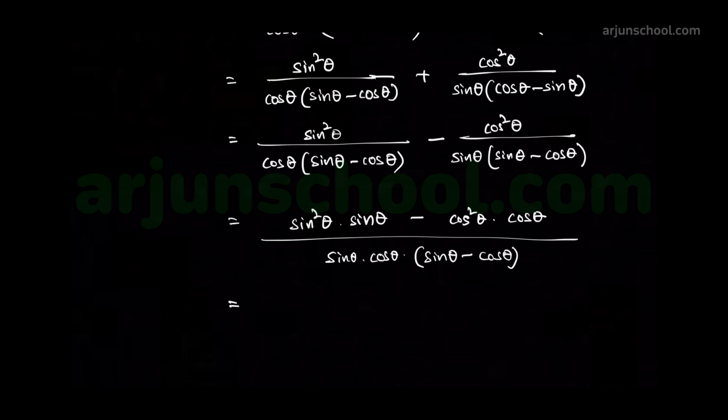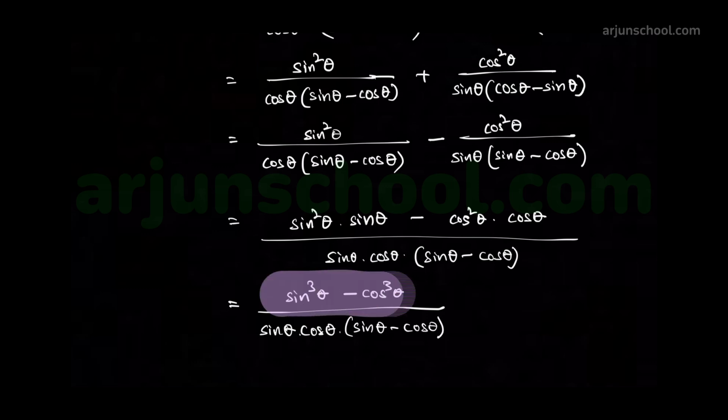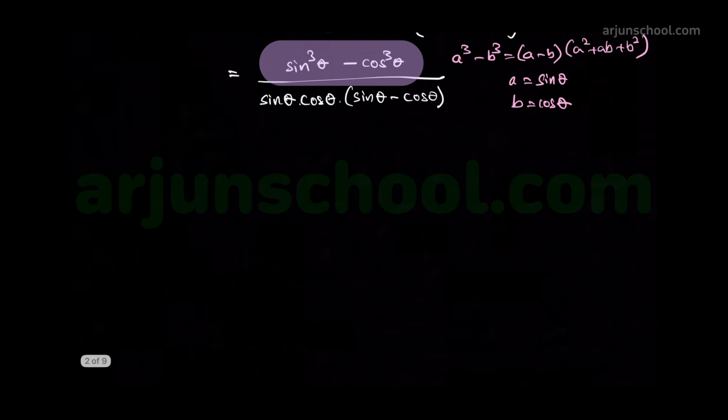The numerator can be simplified as sin³ theta minus cos³ theta. It is in the form a cube minus b cube, which can be written as a minus b of a square plus ab plus b square, where a is equal to sin theta and b is equal to cos theta. Therefore, the numerator can be written as sin theta minus cos theta of sin square theta plus sin theta cos theta plus cos square theta.